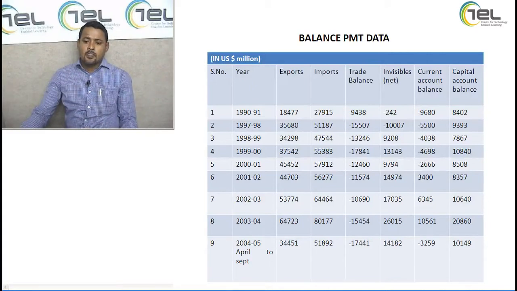Now we have come to analyzing the balance of payment data for the Indian government from the year 1991 till 1998-99 in the first phase, and then till 2004-5 in the second phase.